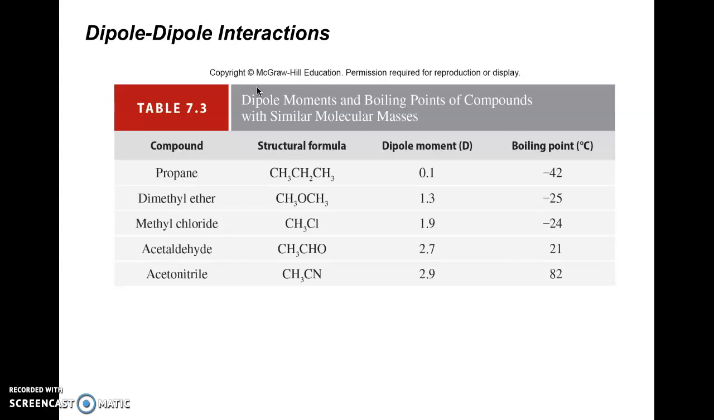But we see that propane, which has no dipole-dipole interactions, has a very low boiling point of minus 42 degrees C, whereas acetonitrile, which has a dipole with that carbon-nitrogen bond, just gives you a strong dipole of 2.9, and so the boiling point is 82 degrees C.